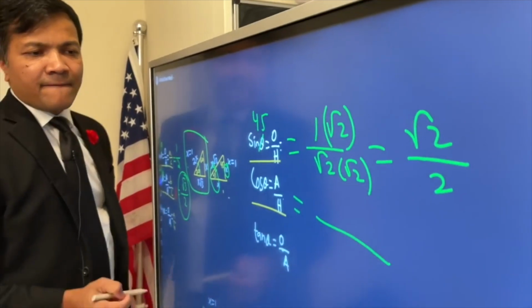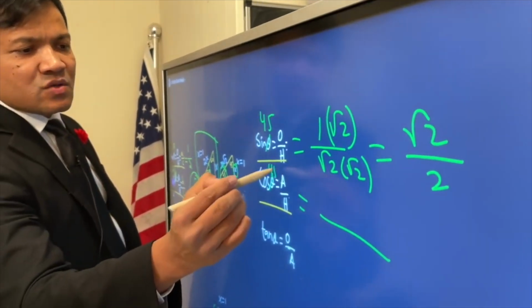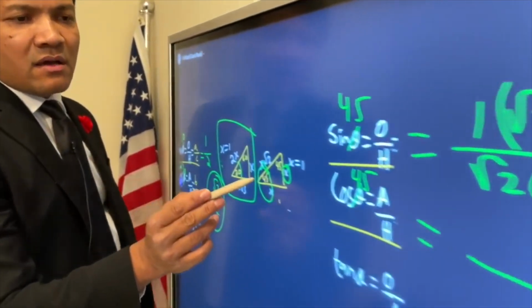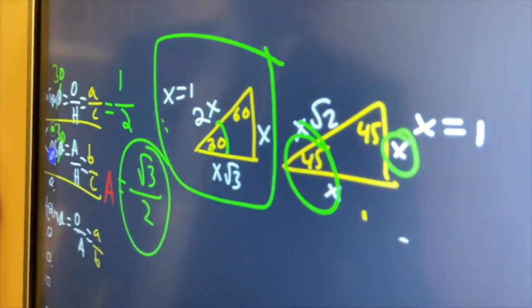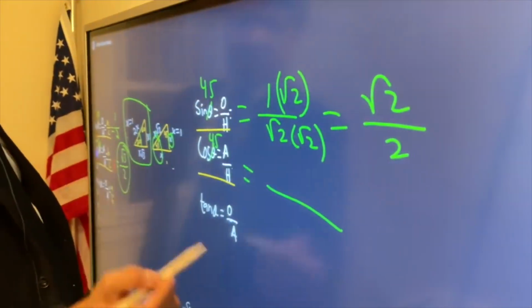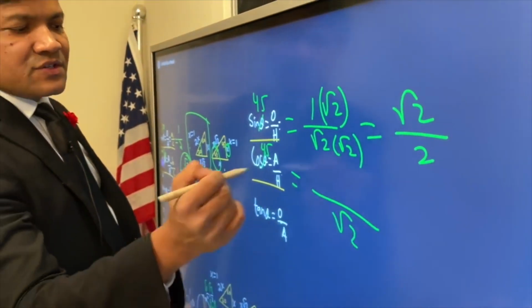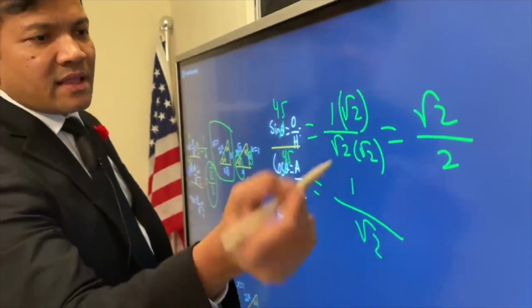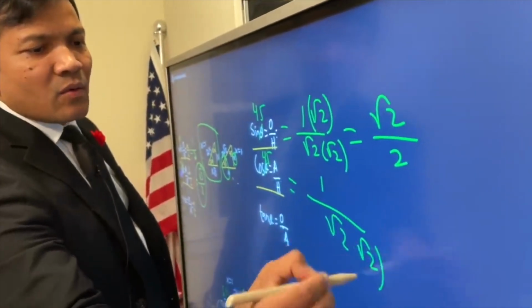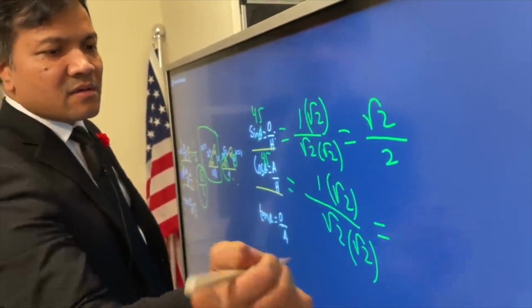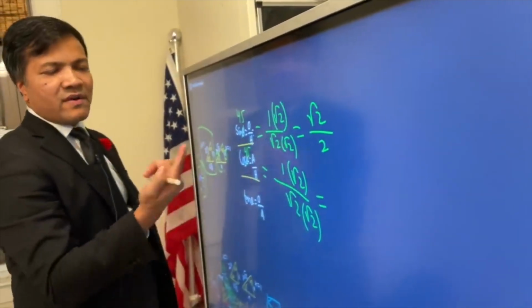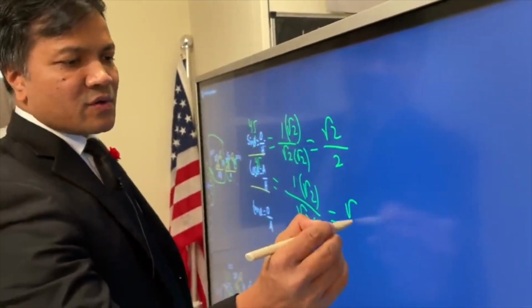So cosine 45 degree. The adjacent is 1 and the hypotenuse is square root of 2. Again, we get the same thing. Why are we getting the same thing? Because this is 45. What do you expect? Square root of 2 over 2.